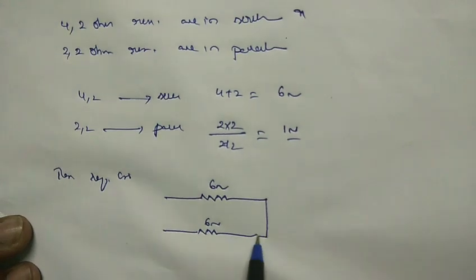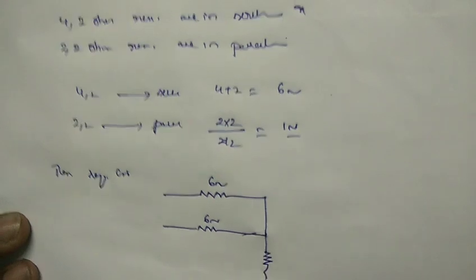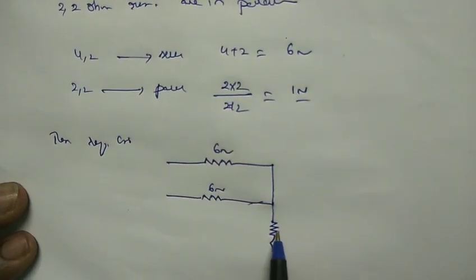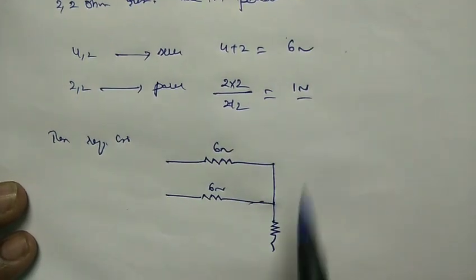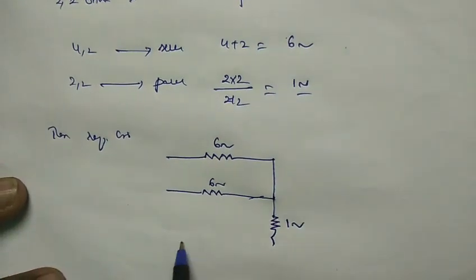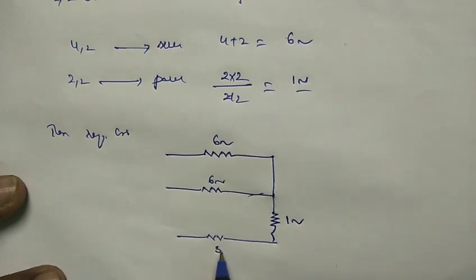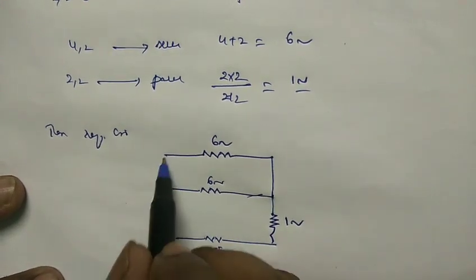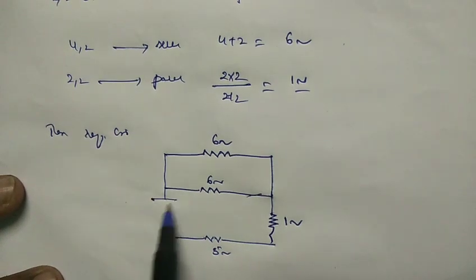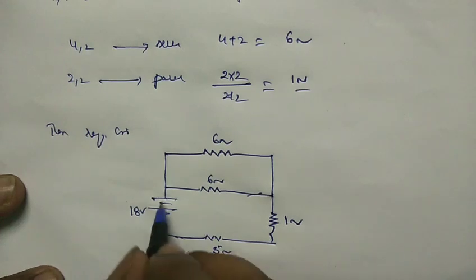That's why 6 ohms. And here, 2 into 2 by 2 plus 2, that means 1 ohm. And here 5 ohms. And the battery connection, 18 volts.